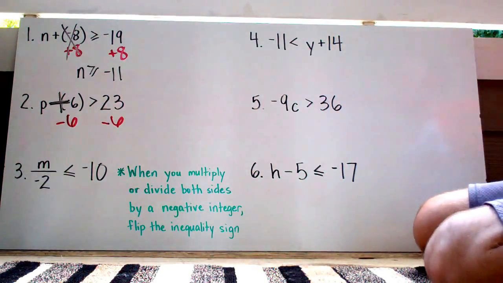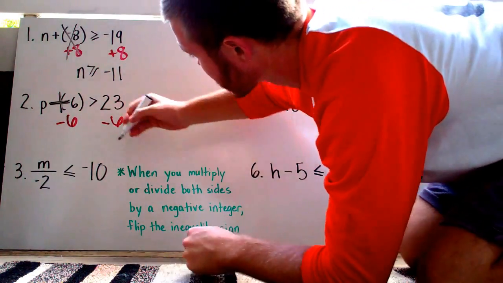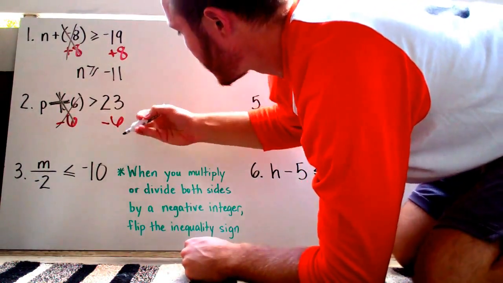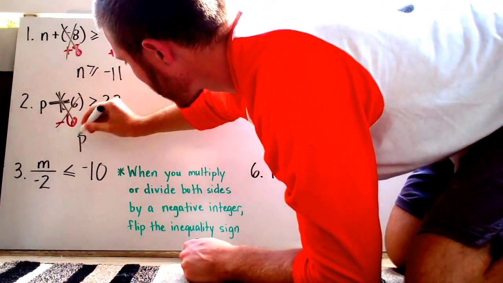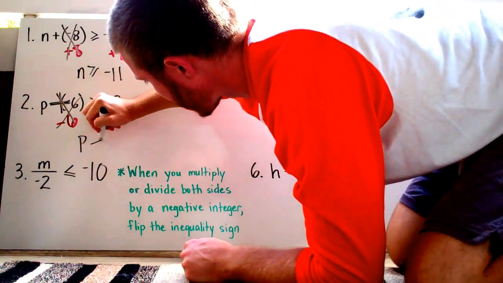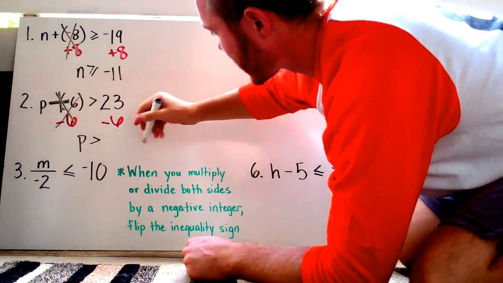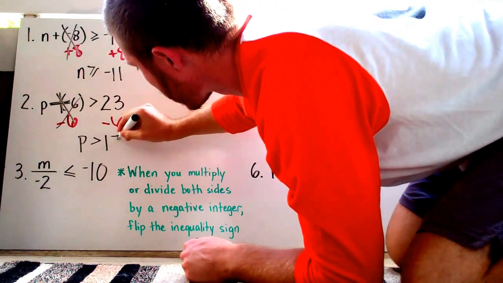Alright. The plus 6 and the minus 6 are going to cancel out. So all I have left is P, which is greater than 23 minus 6, 17.